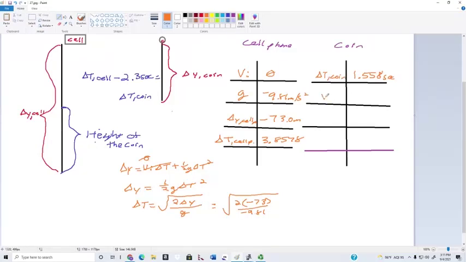I also want to realize that the coin starts at 0 velocity. The coin is also in the hands of Earth, so it gets 9.81 meters per second squared. Now I want to figure out the delta y of the coin. I'm going to put c for coin. Let's see what equation we need there. It looks like we need the same equation, but we don't have to isolate the t this time.